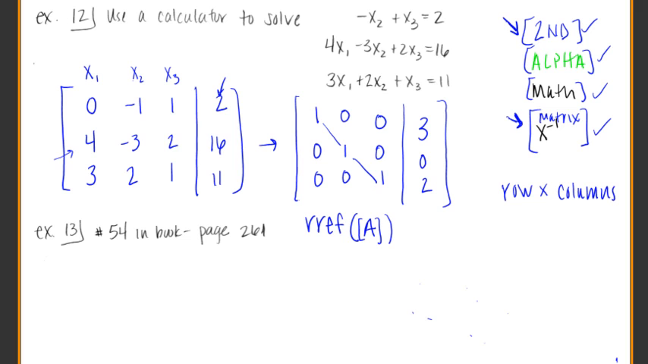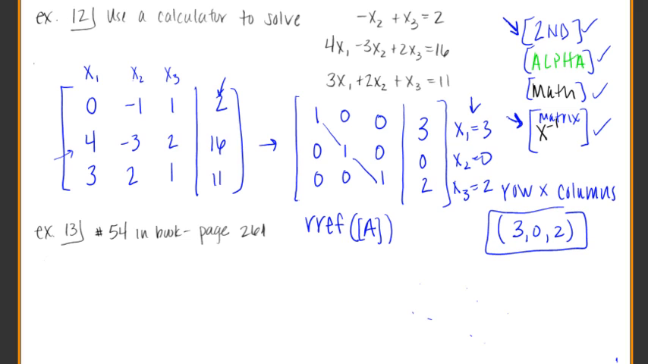So this first row is telling me that x1 equals 3. This second row is telling me that x2 equals 0. It's okay, it equals 0. It's a number. And then x3 is equal to 2. And that right there is my solution. If you want to write it as a coordinate, it'd be (3, 0, 2). And there's the coordinate solution for specifically where those three equations are going to cross each other.